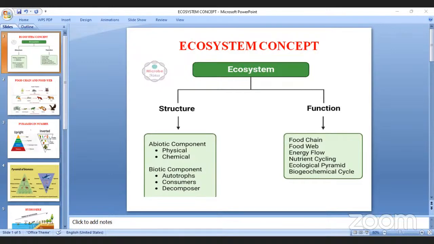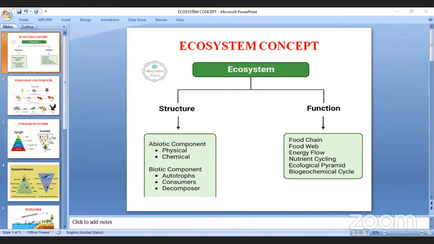Ecosystem is a geographic area where the plants and animals and other organisms, as well as weather and landscape, are found. That means, simply said, in a geographic area, all living and non-living things together are called an ecosystem. So let's see the ecosystem concept. The ecosystem concept mainly depends on structure and function.